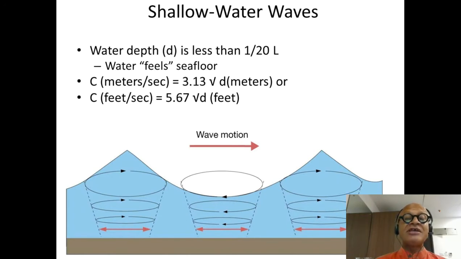So the celerity, we write it as C for celerity, in meters per second, is 3.13 times square root d, in meters. So 3.13 is basically the square root of g, the acceleration due to gravity. So the wave speed is basically square root g d. D is the depth of the water column, or in feet per second it is 5.67 times square root d.